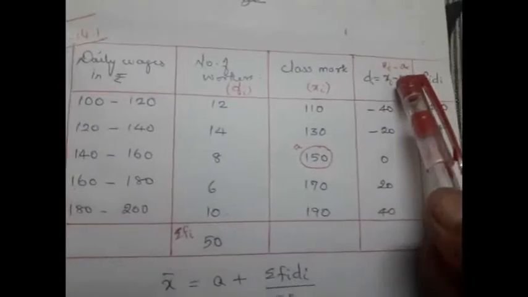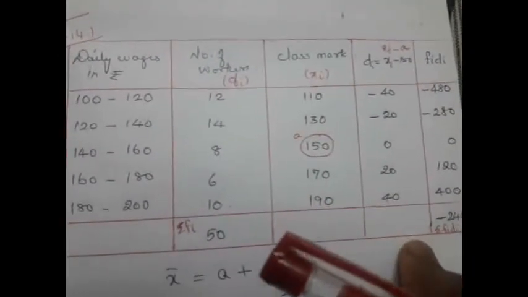150 minus 150 is going to be 0. 170 minus 150 is going to be plus 20. 190 minus 150 is going to be plus 40. Right? Almost D value will become 0 only. Don't bother about it because we don't need summation D for our calculation.